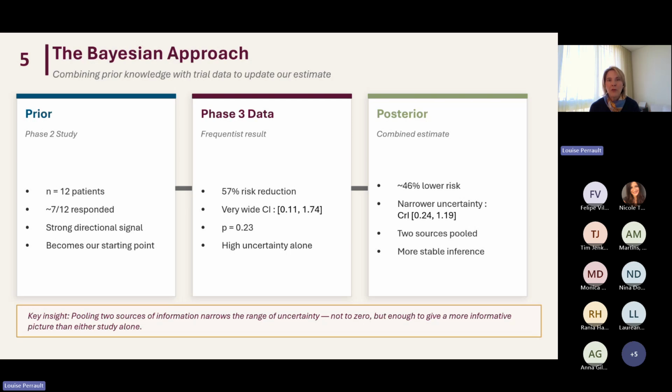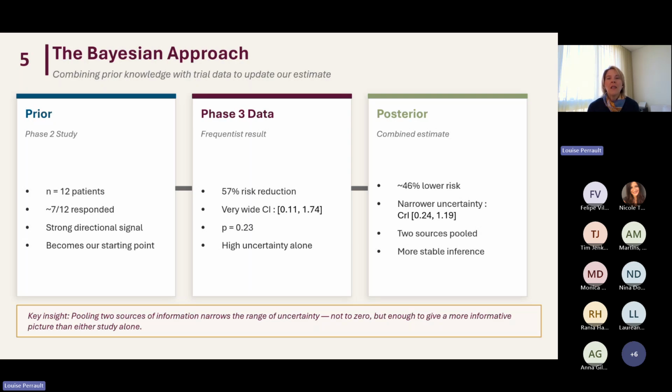Then we took the phase 3 data, the 57% lower risk with its very wide range, and we combined the two. What we get when you combine the two studies together is an updated estimate. And because you're pooling two sources of information, the combined picture is more stable than either one alone. The range of uncertainty narrows. It doesn't go to zero, of course. There's still uncertainty, but you have more to work with.